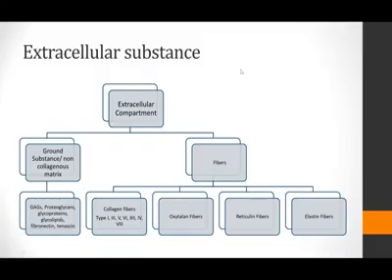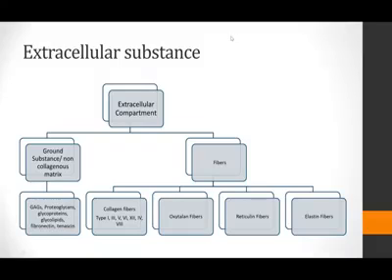Today we are going to talk about the composition of the periodontal ligament, as we have been talking about the periodontal ligament for the last two lectures. This lecture is also a continuation of the periodontal ligament. In the last lecture we talked about the extracellular composition of the periodontal ligament.